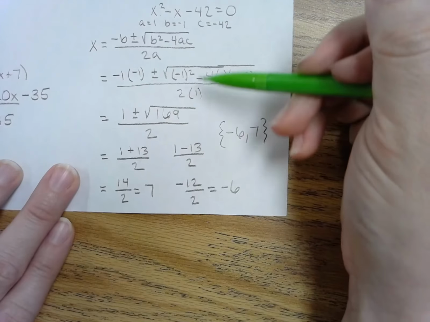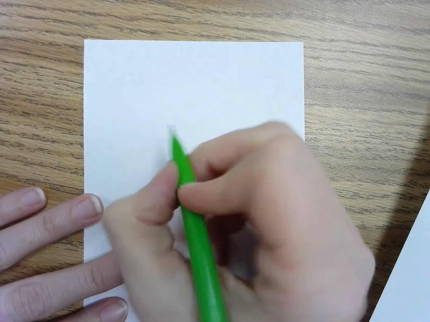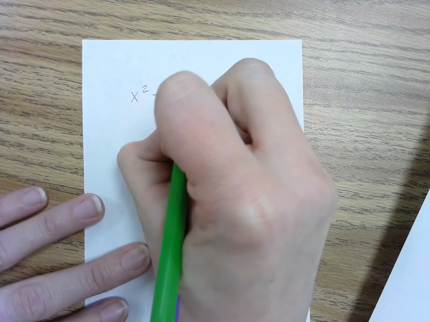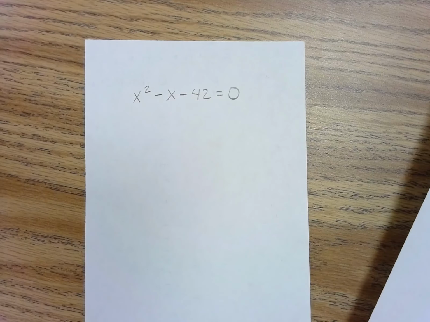Although this is a method that always works, it's not actually my favorite method. So in order to solve this quadratic, I'm going to show it by factoring. So let's start back where we were, where it was set equal to 0. We have x squared minus x minus 42 equals 0. When it is factorable, I try to factor it. It's a faster method and one that I make fewer mistakes on.